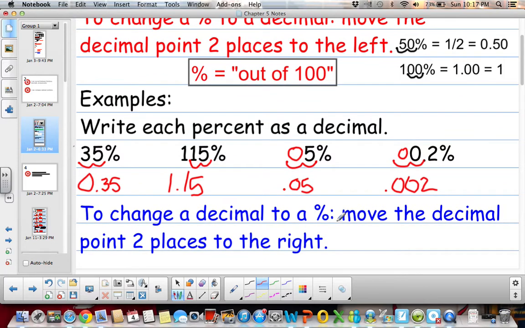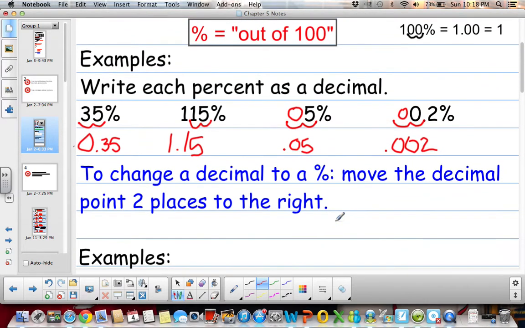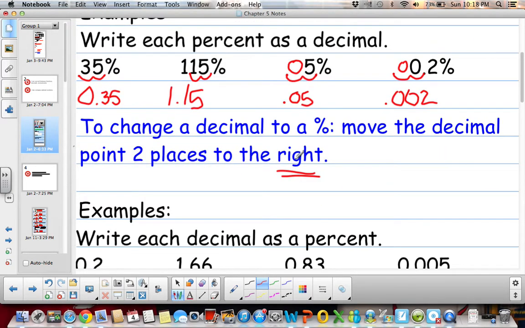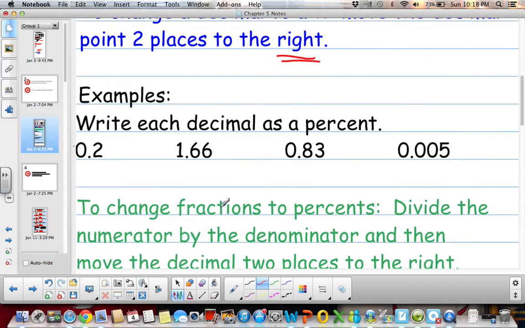All right, if we want to change a decimal to a percent, we move the decimal point 2 places to the right. So I would write this down as well. Oops. Percent to decimal, we're moving 2 places to the left. You might want to have some examples down. Decimal to percent, we're moving the decimal point 2 places to the right. And then we make it a percent.